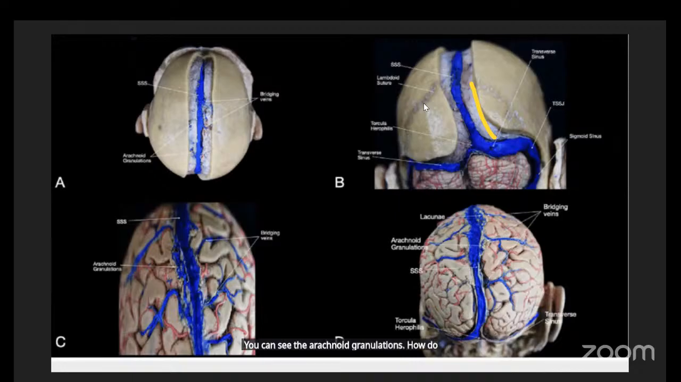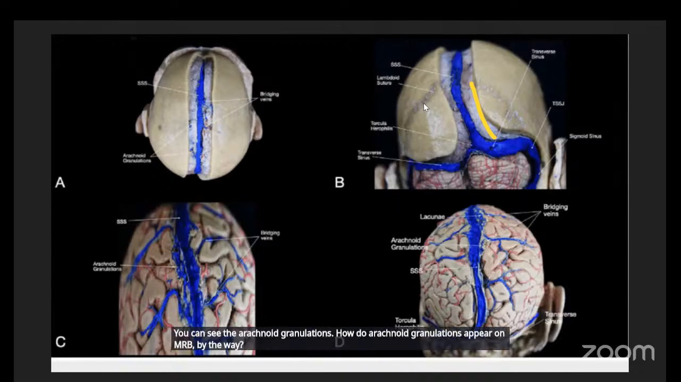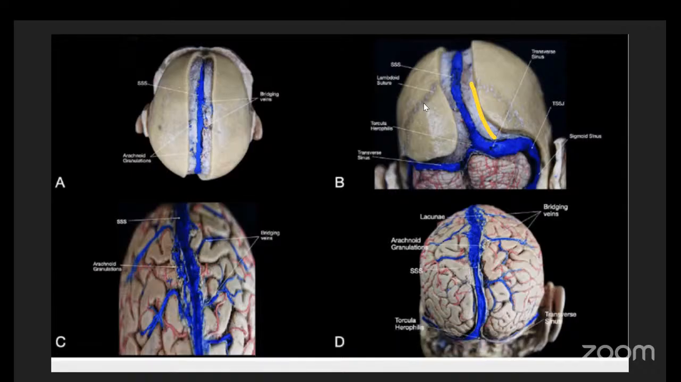How do arachnoid granulations appear on MRV, by the way? Can somebody let me know? How would you identify? Can you please ask the question again? Okay, how would the arachnoid granulations be visible on an MRV or an MRI? How would they look like? Can you see them?